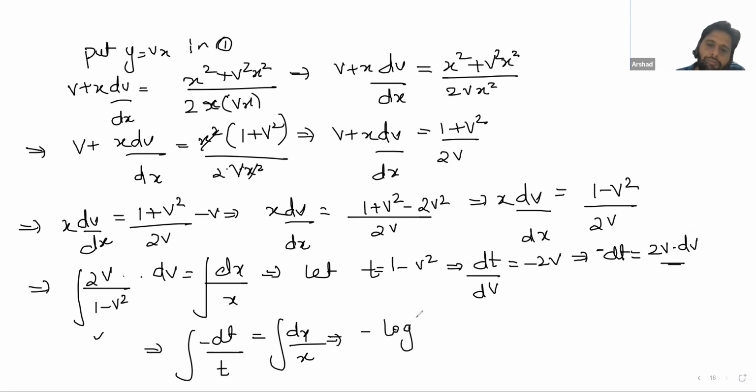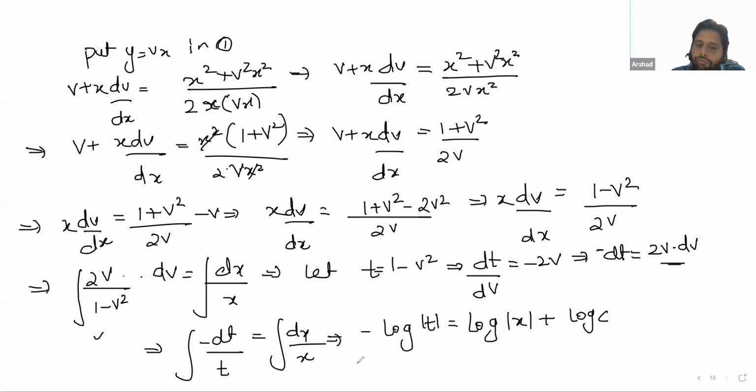So minus log mod t is equal to log mod x plus c. Okay, now the important thing. Always remember, here you have three terms. First is this variable, second is this variable, and this is the constant of integration. So except for the constant of integration, if in the rest of the terms you are getting a log, then please write log C in place of C also, because it's a constant. So log C will also not make any difference. Okay. I hope this is clear to you.